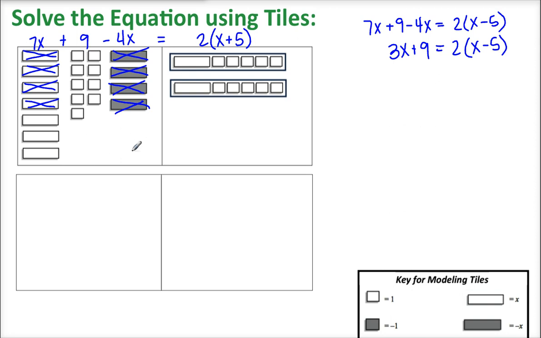What can I do next? Let's look at this side now. This side looks like we can distribute, right? We have two sets of the same thing. So what this actually is, we have two x's. Here, let me use the tiles, and I'm going to put them down here. What we actually have is 2x and 1, 2, 3, 4, 5, 6, 7, 8, 9, 10 ones. So this will clean it up a little bit for us.